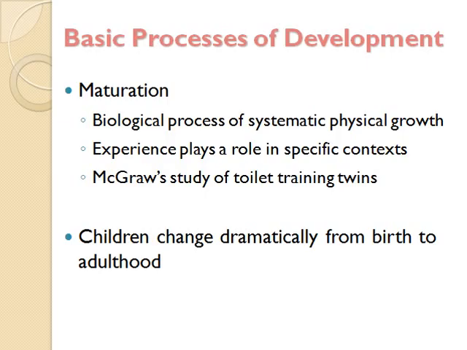There are main basic processes of development. The first one is maturation, which consists of the biological process of systematic physical growth, where experience plays a role in specific contexts. McGraw's study tells us this is the age where we can train children in certain skills, because the child will easily grasp and learn things fast when compared to adulthood or adolescence. As age grows, we can normally see that the grasping level and learning capacity slowly deteriorate. So childhood is the apt age for anyone to train the child.